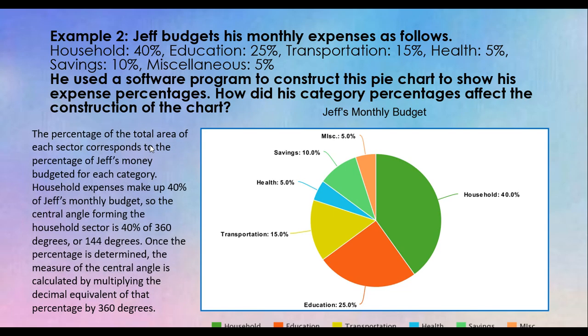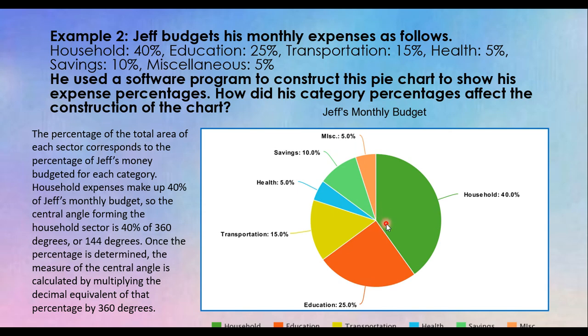So this just says that the percentages match the slice of the pie. For example, since Jeff's household expenses are 40% of his budget, the central angle, meaning this little piece right here, let me get my laser pointer. Central angle would be this value from trig.